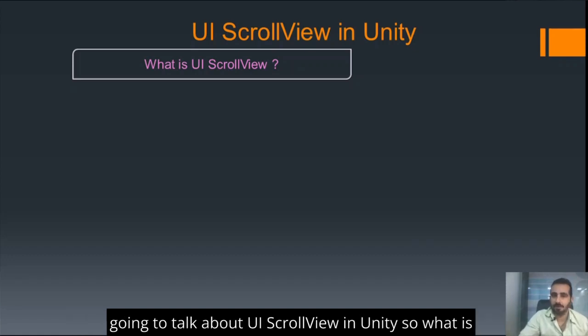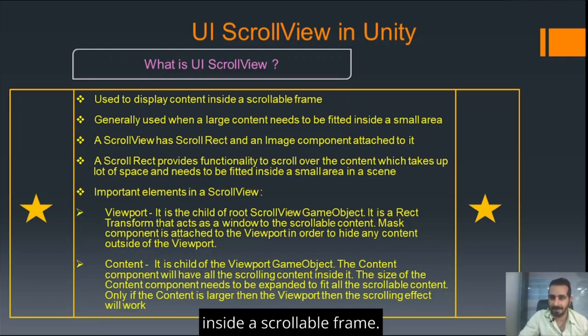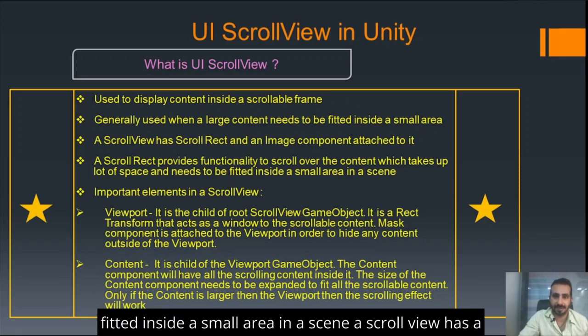In this session, we are going to talk about UI ScrollView in Unity. So what is UI ScrollView? UI ScrollView is used to display content inside a scrollable frame. It is generally used when a large content needs to be fitted inside a small area in a scene.